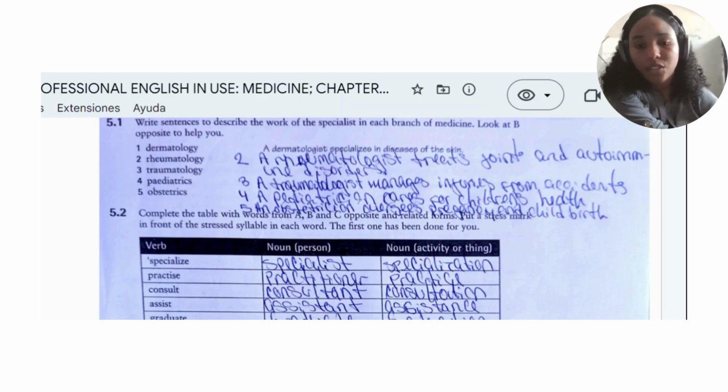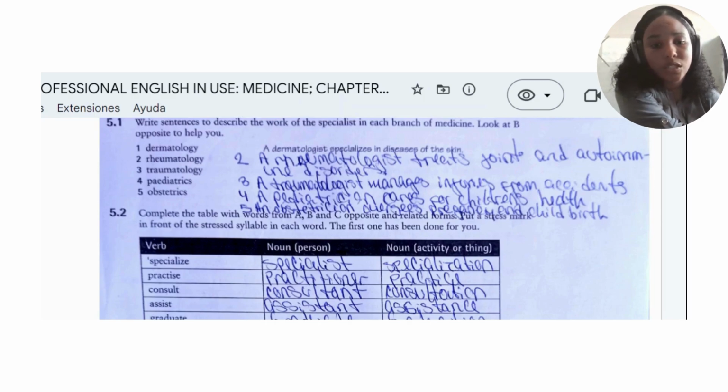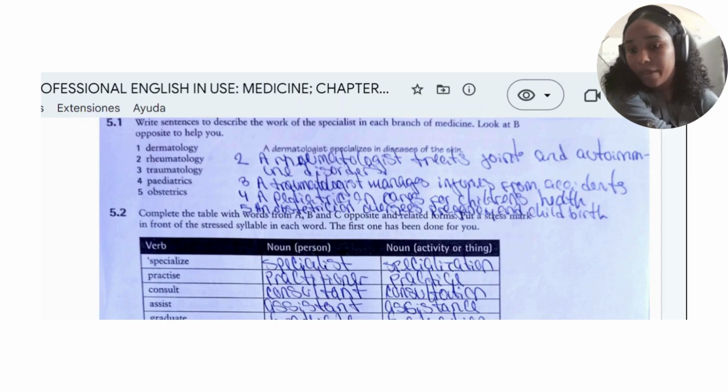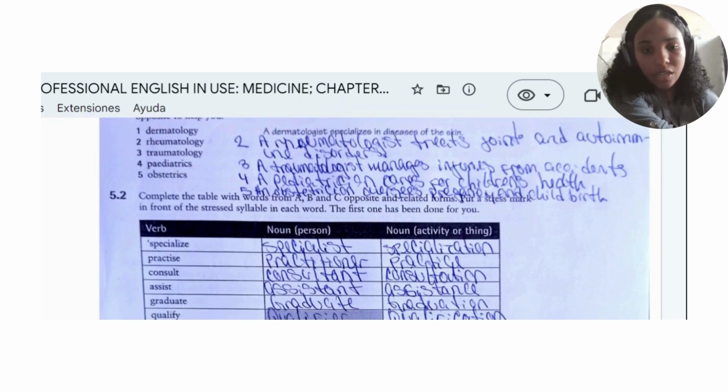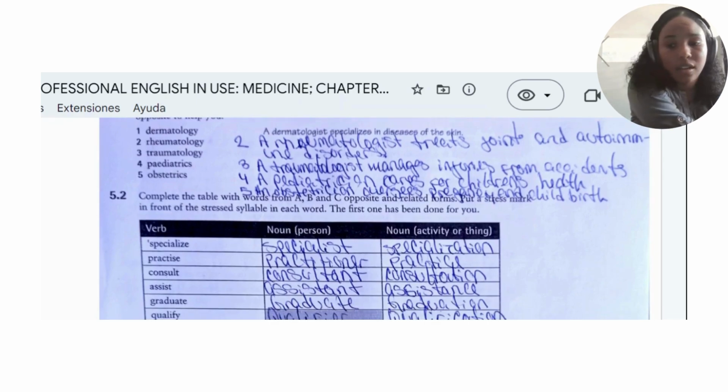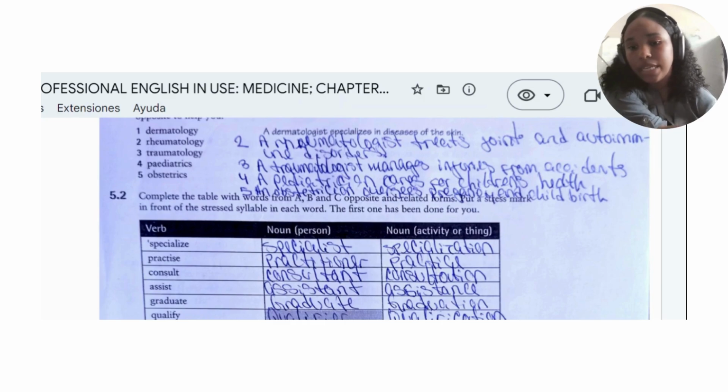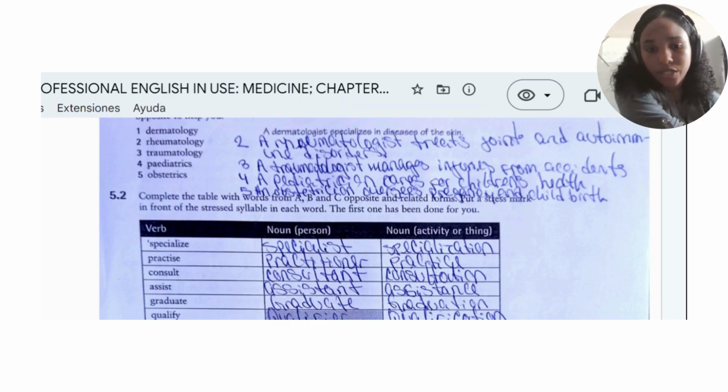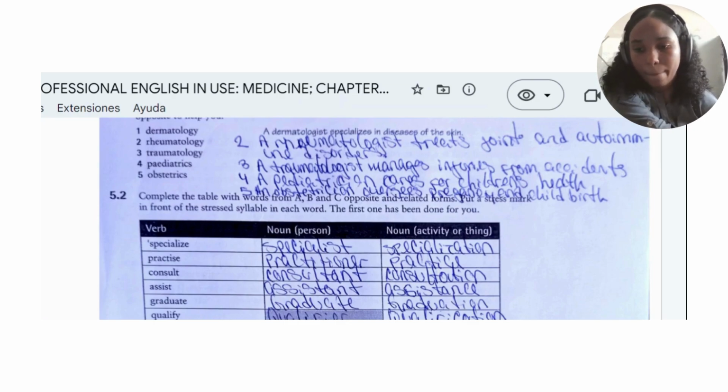Traumatology. A traumatologist manages injuries from accidents. Pediatrics. A pediatrician cares for children's health. Obstetrics. An obstetrician oversees pregnancy and childbirth.